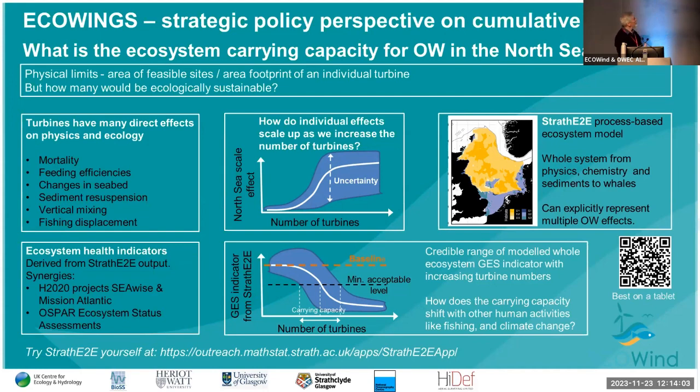So on the top left here, we've heard a lot these last couple of days about the individual direct effects that turbines have on life in the sea and physics in the sea. So there's collision risk, which leads to mortality. There's changes in behavior patterns and aggregations of prey, which lead to changes in the feeding efficiency of seals. There are some great examples of tagging of seals staying in wind farms.